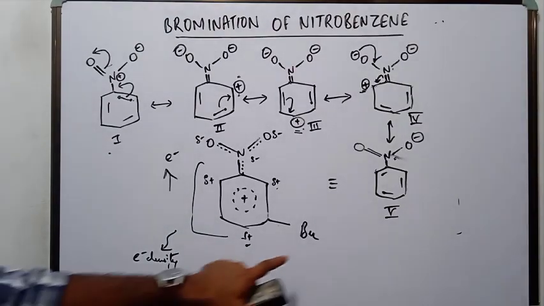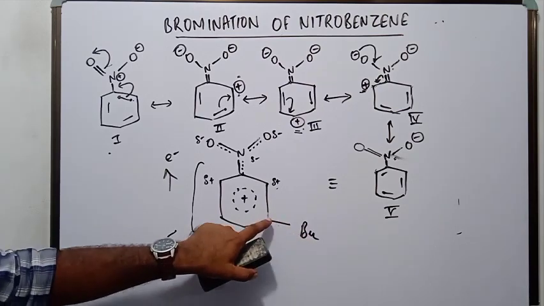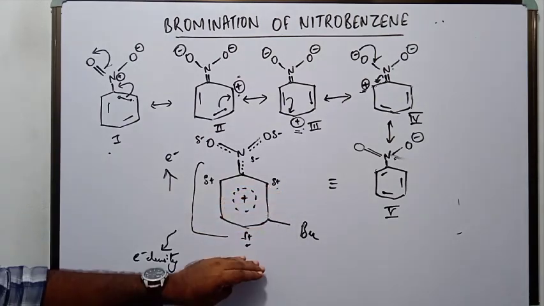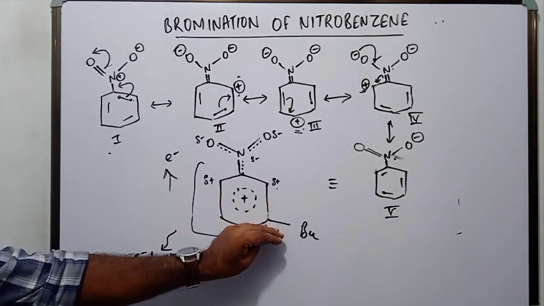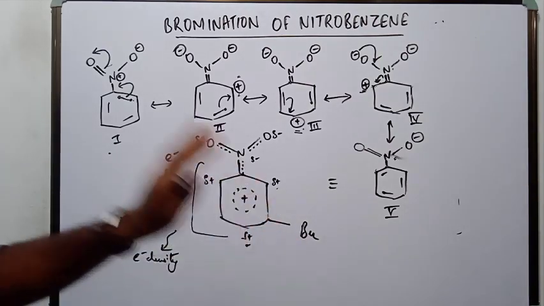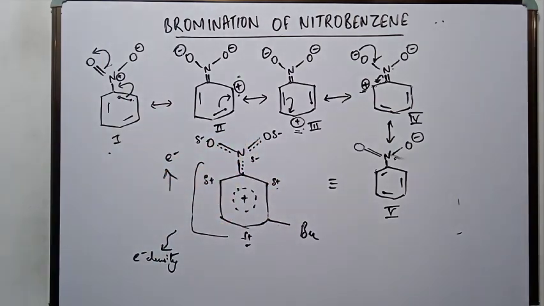Why meta-bromonitrobenzene? Because the Br plus will attack the region of relatively higher electron density. There is less electron density at the ortho and para positions. Comparatively there is higher electron density at the meta position. So bromine would definitely attack at the meta position. So you get meta-bromonitrobenzene. That is the answer for our first question.